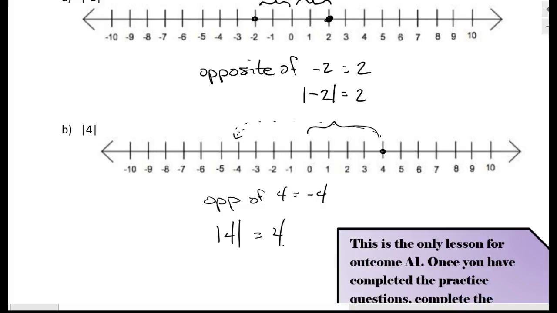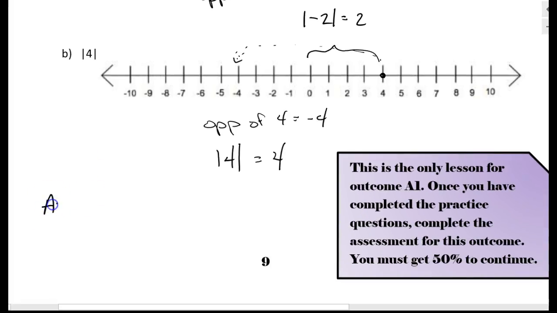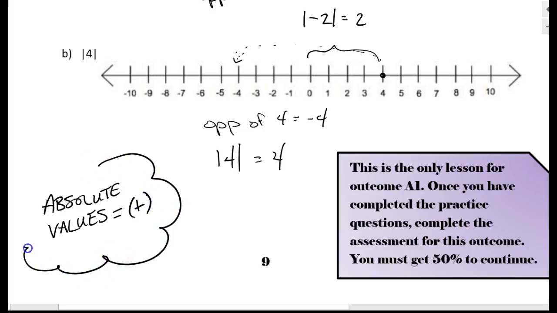So on the next couple pages, you've got lots of practice, but that is the essence of absolute values. Just figuring out the distance from 0, and it always has to be a positive number. So absolute value always equals a positive number. And that is our main idea here. So go ahead, do some practice, and then you can do the assessment.